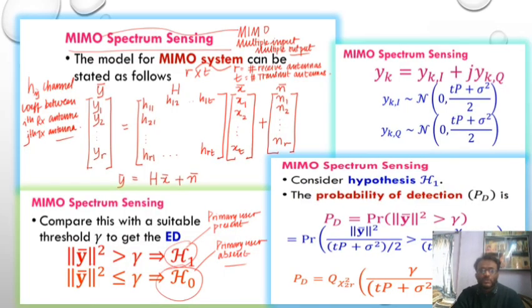So therefore in the massive MIMO spectrum sensing techniques, the model of the MIMO system can be stated with H as the channel matrix, Y as the receive vector, and X as the transmit vector. R is the receiver antennas, T is the transmitter antennas, and there is AWGN, IID Gaussian noise like this. So we can estimate our channel like that.